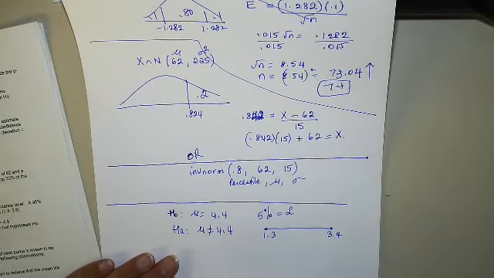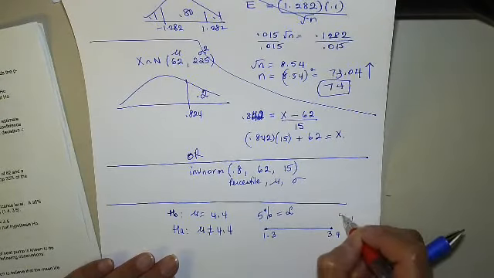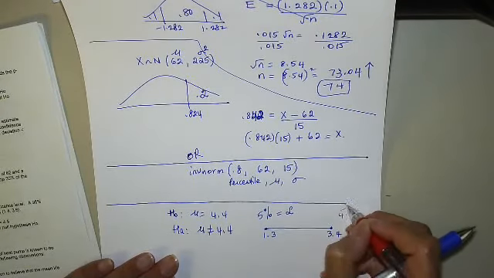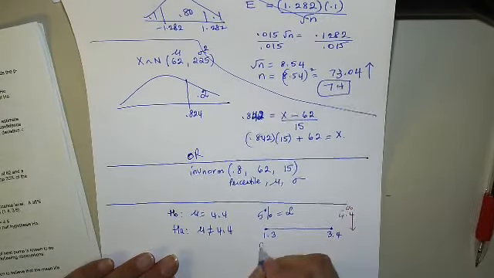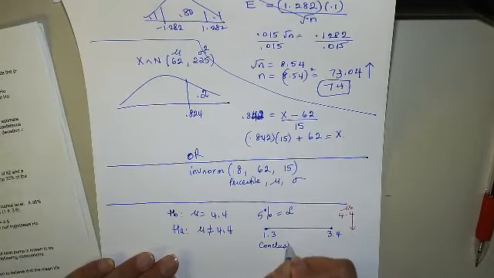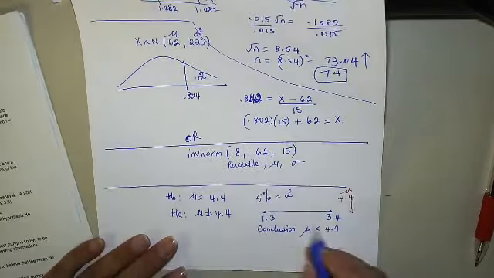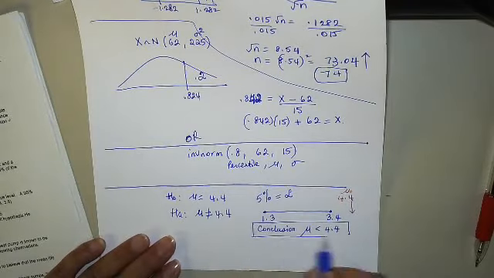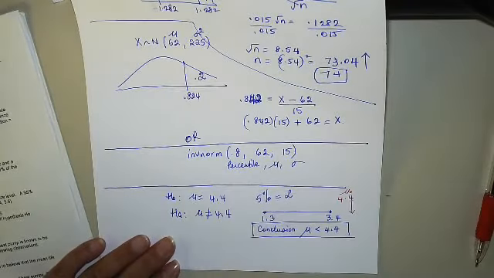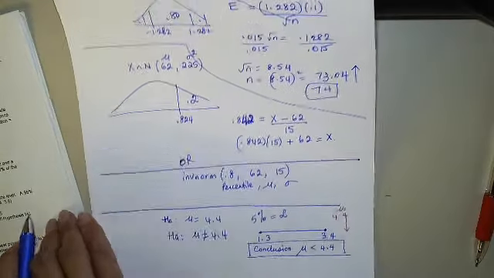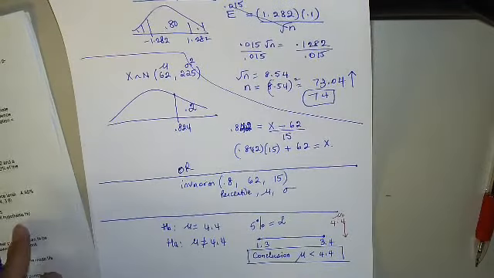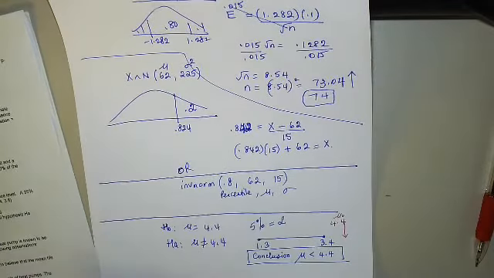Based on this, what is the conclusion? So all you have to do is take this 4.4 and drop it to see if it falls inside the confidence interval or not. And it doesn't, it falls here, right? 4.4 equals mu naught. So your conclusion, mu is less than 4.4. Because the whole confidence interval is less than 4.4. Get it?